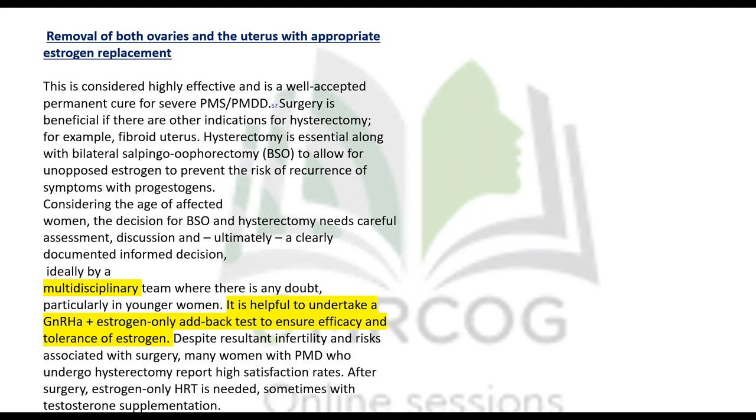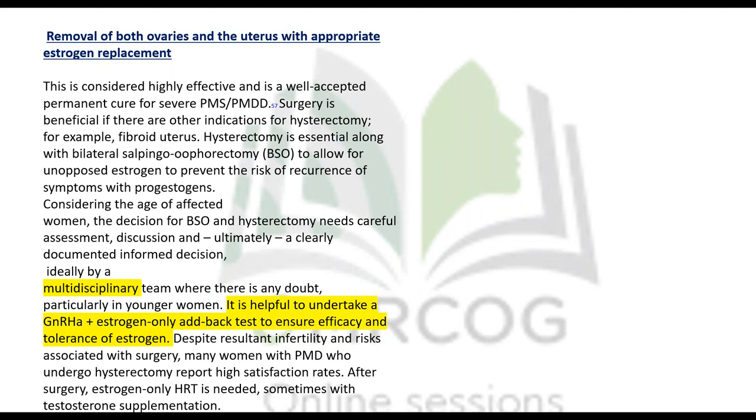Okay, and we have a very famous station in Part 3 where the case comes to you and she requests surgery, okay, after a trial of only some lifestyle modification or a short trial of hormonal treatment, and she wants surgery. So informed consent means discussion of the benefit and risk. This is very important, okay, for the patient to make her informed decision. Okay, so it's a highly effective and well accepted permanent cure of severe PMS or PMDD. Surgery is beneficial if there are other indications for hysterectomy, such as fibroid, or hysterectomy is essential along with bilateral salpingo-oophorectomy in some other gynecological problem, okay?